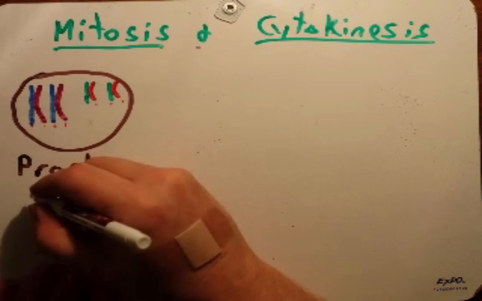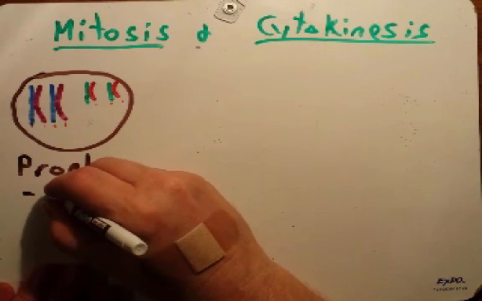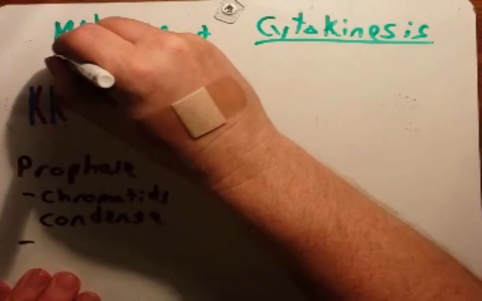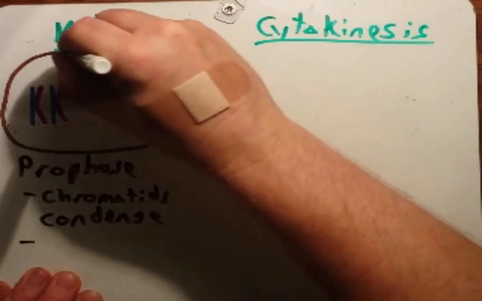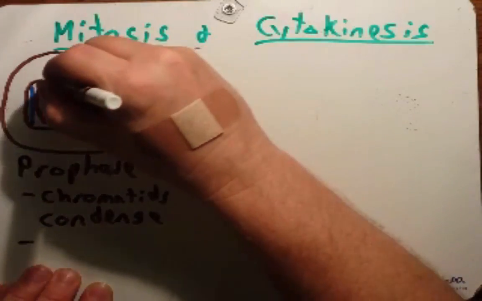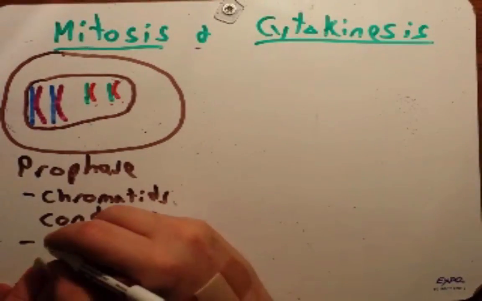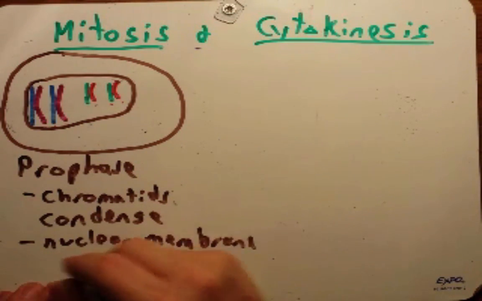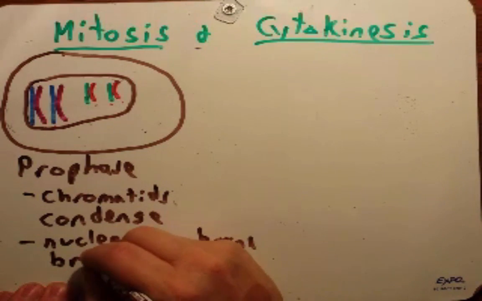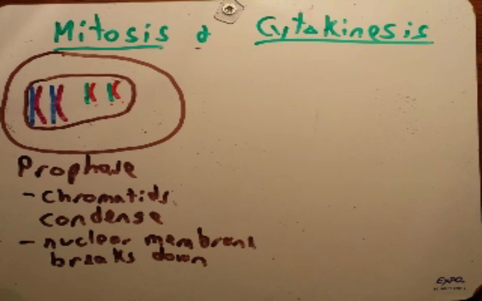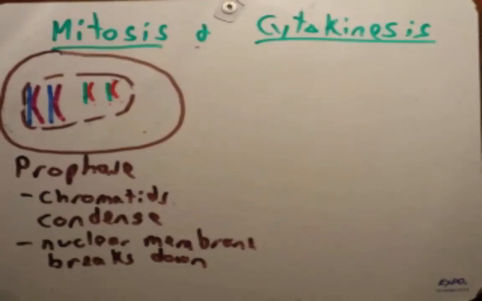So what happens during prophase? These chromatids condense. I should have drawn this circle just a little bit bigger, so I'm going to erase it and redraw it. And I want to draw the nuclear membrane around here. I'm going to draw it right now because at this point, the nuclear membrane begins to break down. Not completely, but partially.